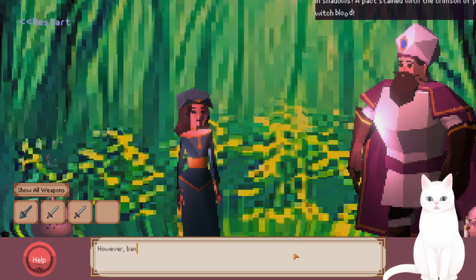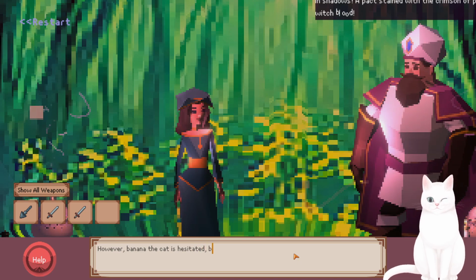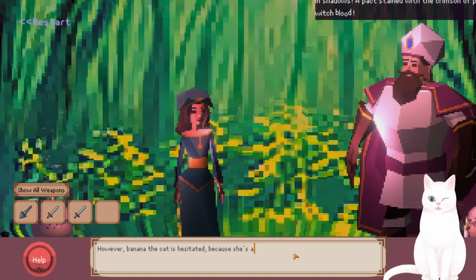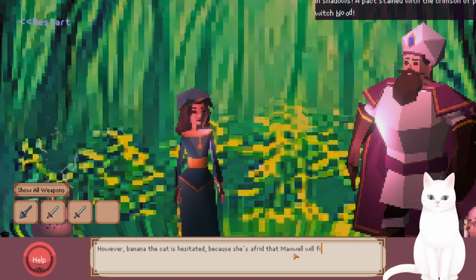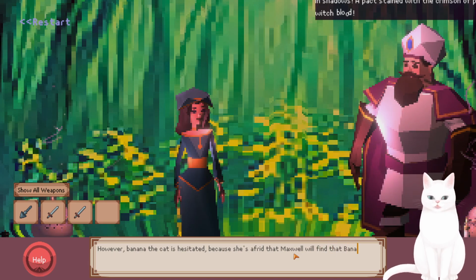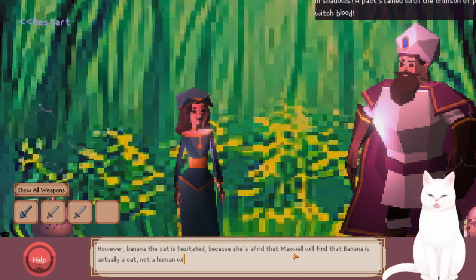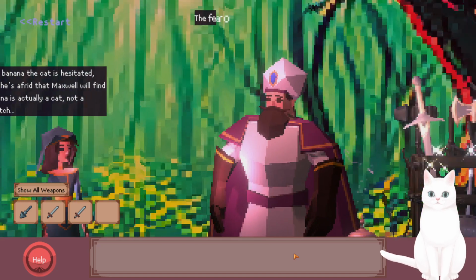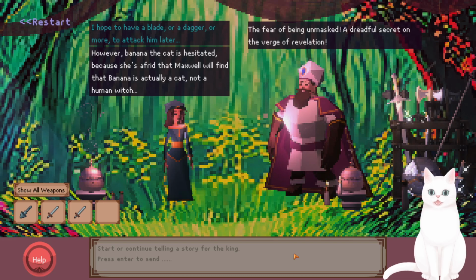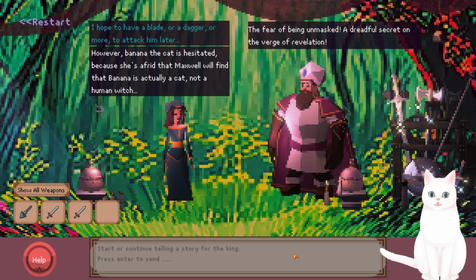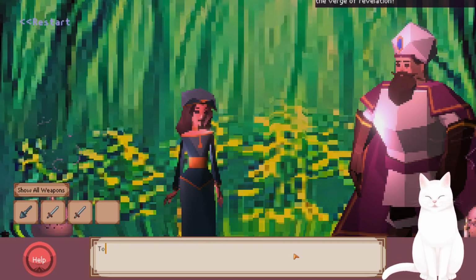However, Banana the cat hesitated because she's afraid that Maxwell will find out that Banana is actually a cat, not a human witch. "The fear of being unmasked, a dreadful secret on the verge of revelation." I need to try to trick him into mentioning more weapons here to save the cat.